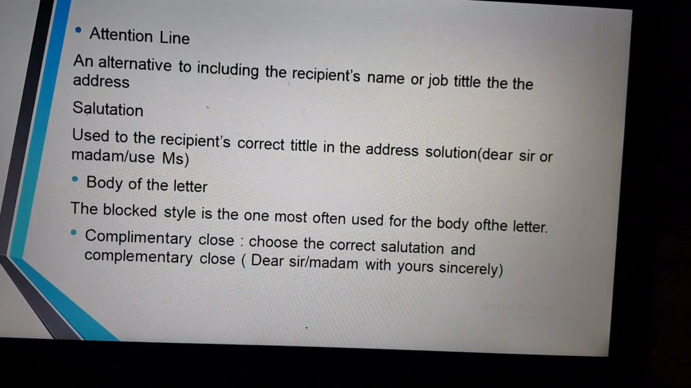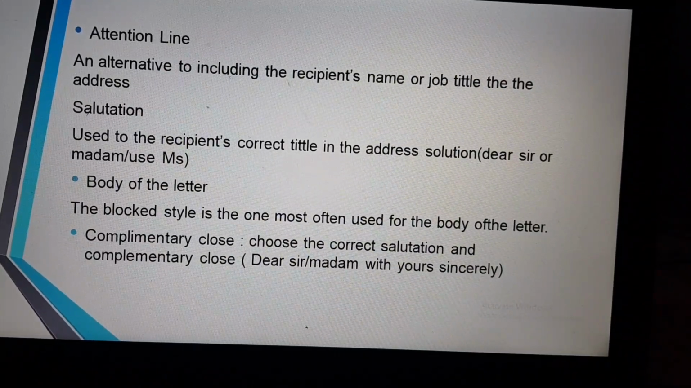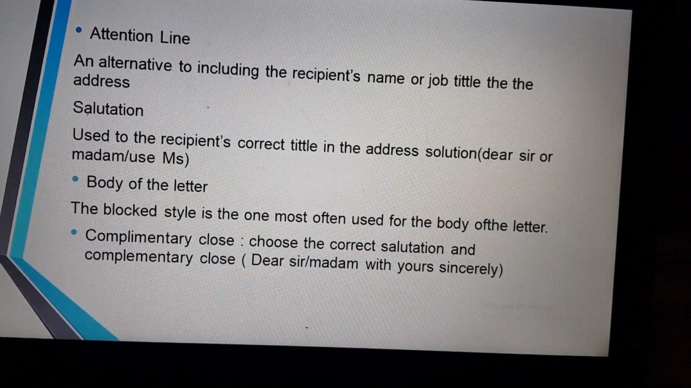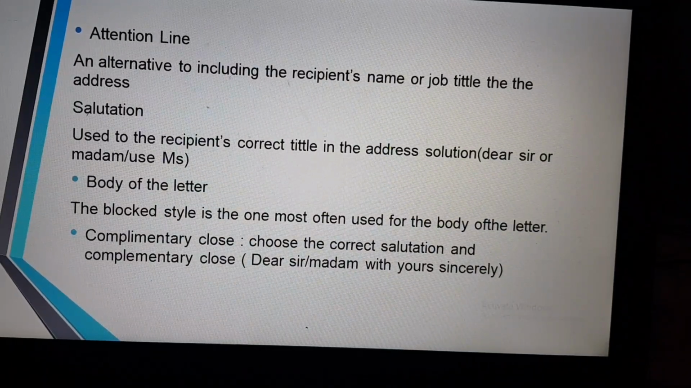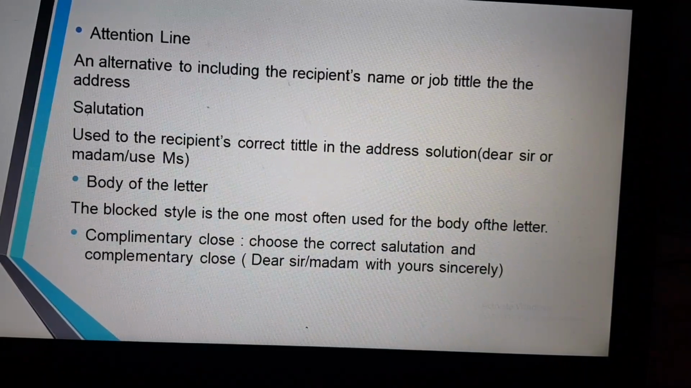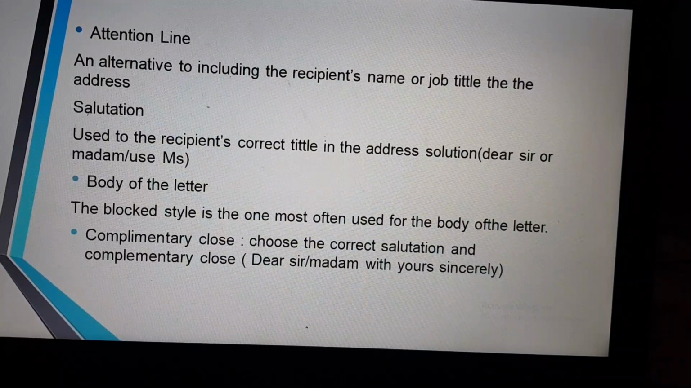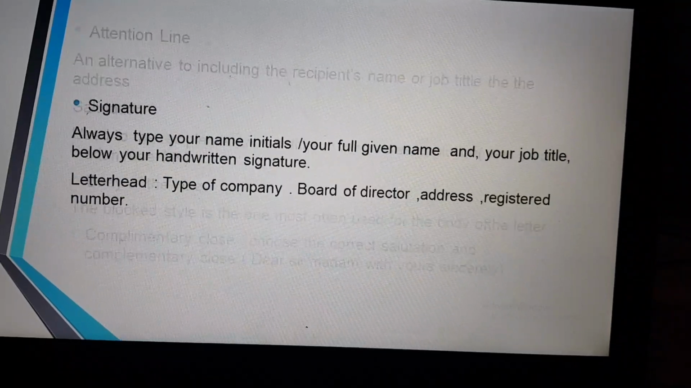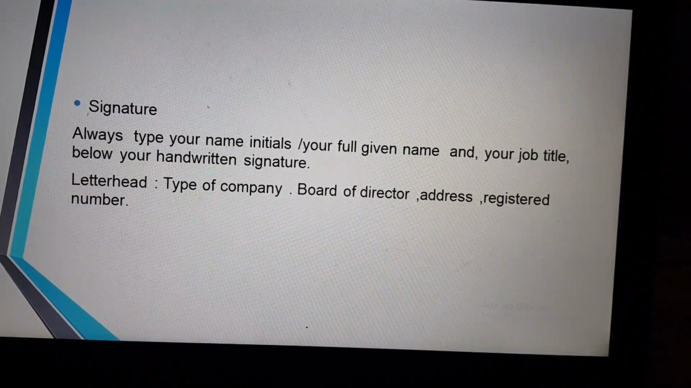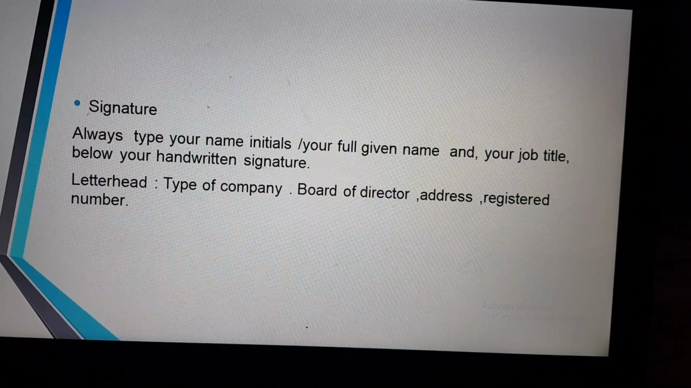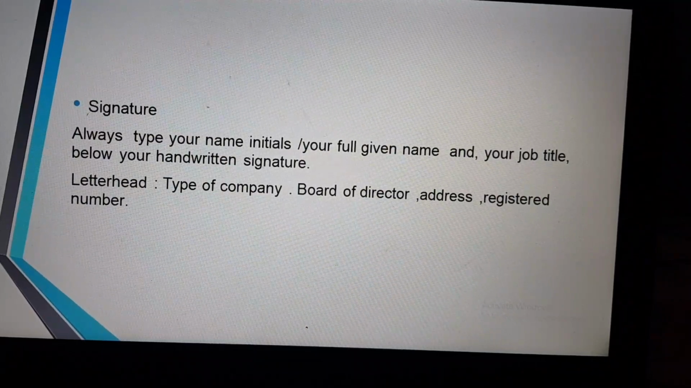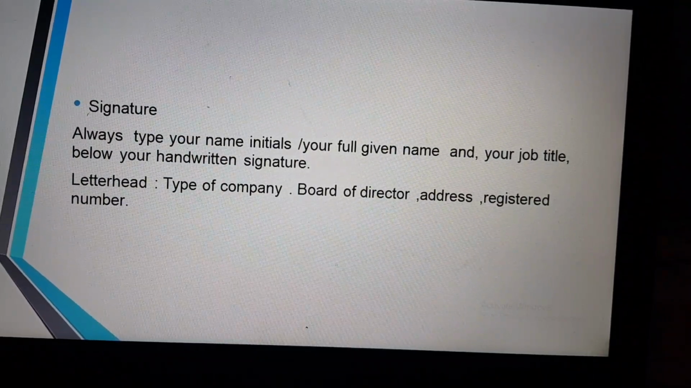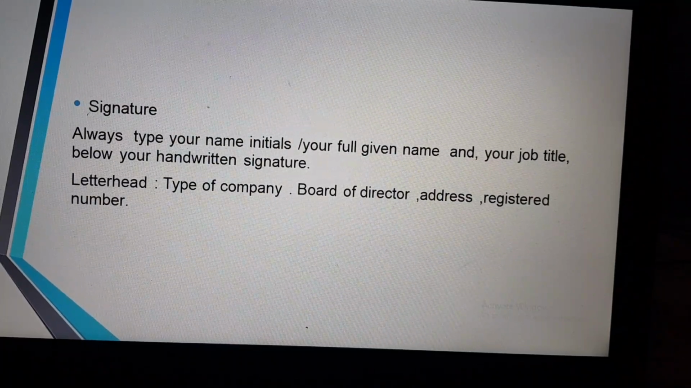Body of the letter. The block style is the one most often used for the body of the letter. Complimentary close: choose the correct salutation and complimentary close. Dear Sir or Madam, with Yours faithfully. Signature: always type your name, initials or your full given name, and your job title below the handwritten signature.